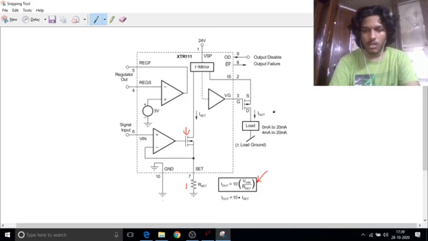In this circuit it will work properly, and even on changing any other resistance it should not affect the output current. That's all for this experiment.